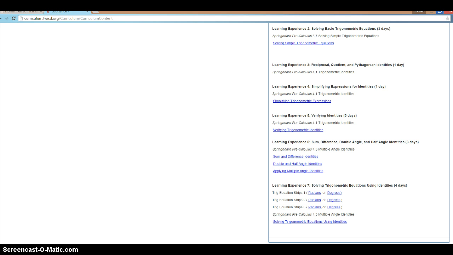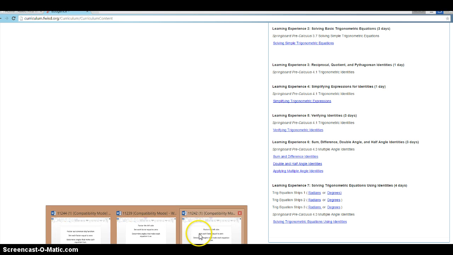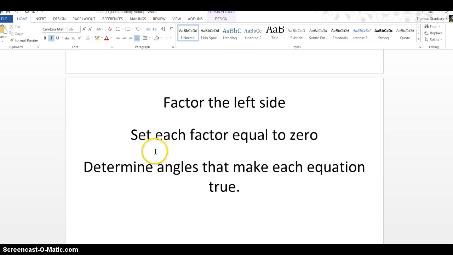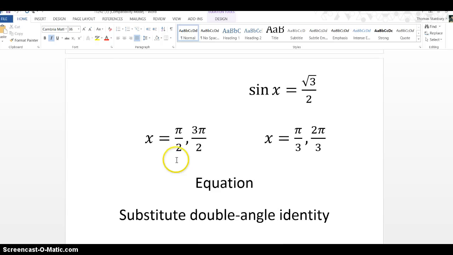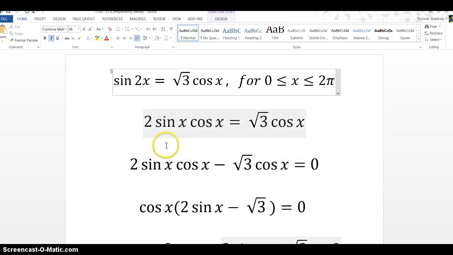Let's try one more. Okay, this is in radians again. So here's an equation. Sine of 2x equals root 3 cosine x. You can see the root 3. You ought to be figuring out what unit circle value you're going to see with that. And our angle here is greater than or equal to 0, less than or equal to 2 pi, are our possible angles.